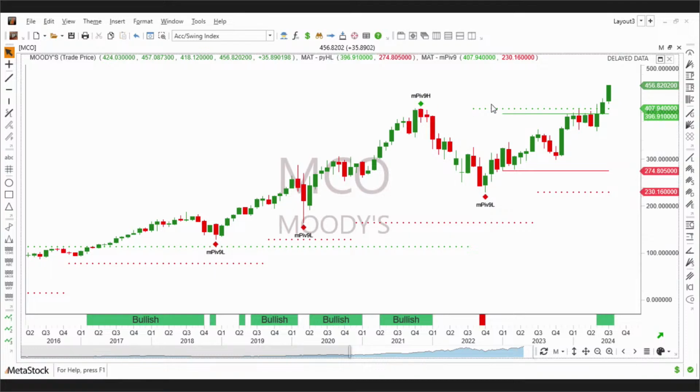It then went through this long consolidation. We've then had the recent breakout, phase 3, and now it's in phase 4. And you can see that we have the green ribbon confirming that this is trending and in phase 4.